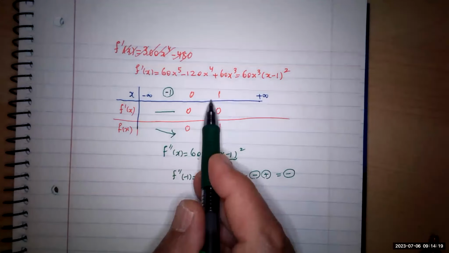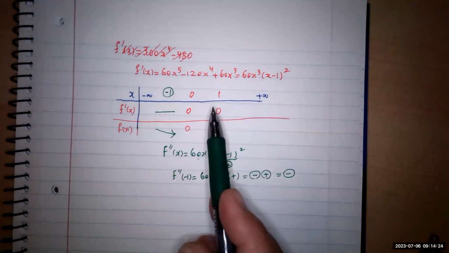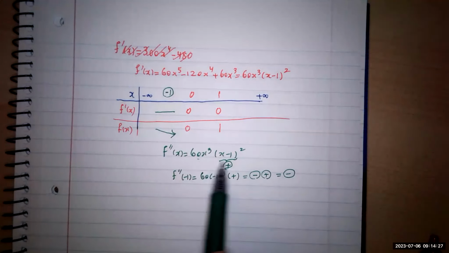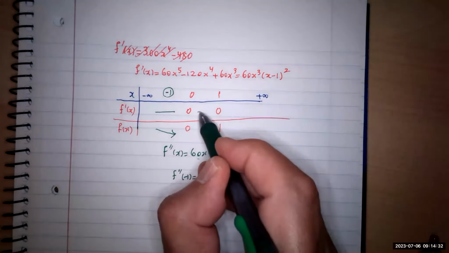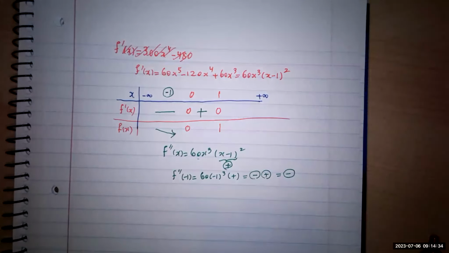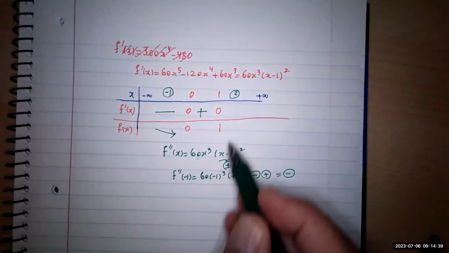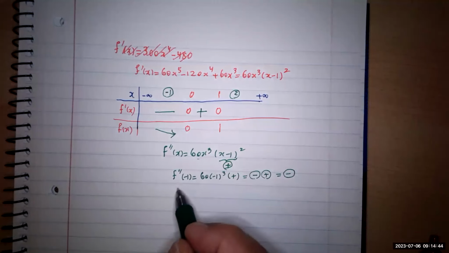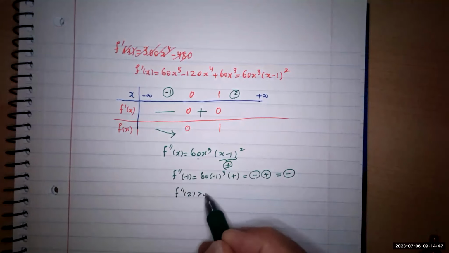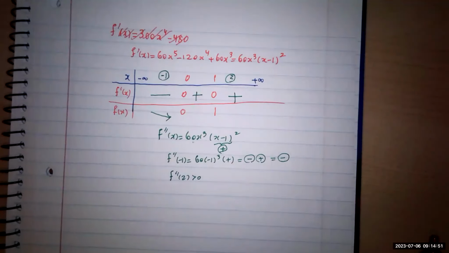Between 0 and 1, you pick another number. If you pick a number between 0 and 1, this is always positive. It's the same thing if you pick a number like 2 here. Again, this would be positive. You see f prime of 2 is positive. That's the difficulty there. You were not able to do it with the second derivative test.